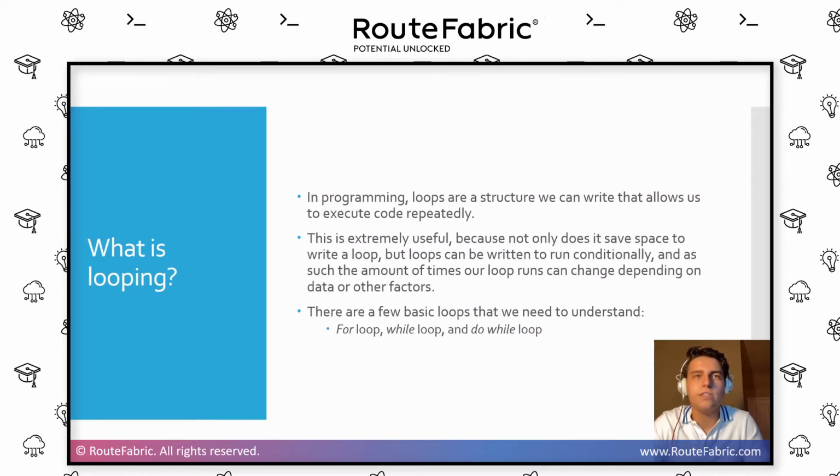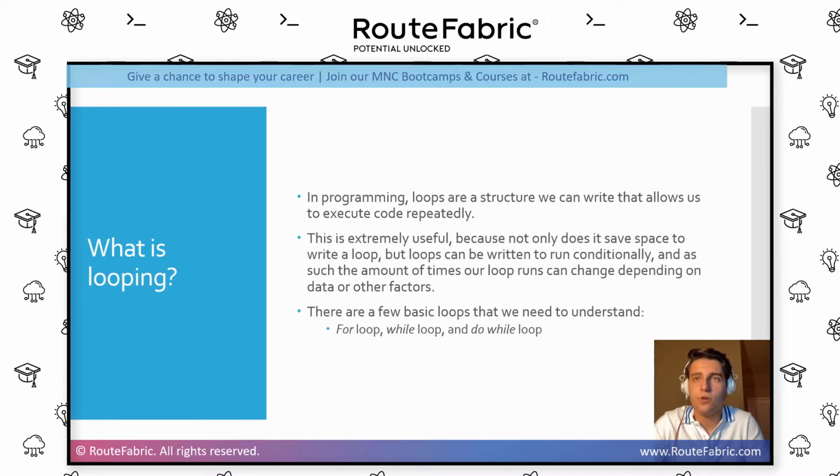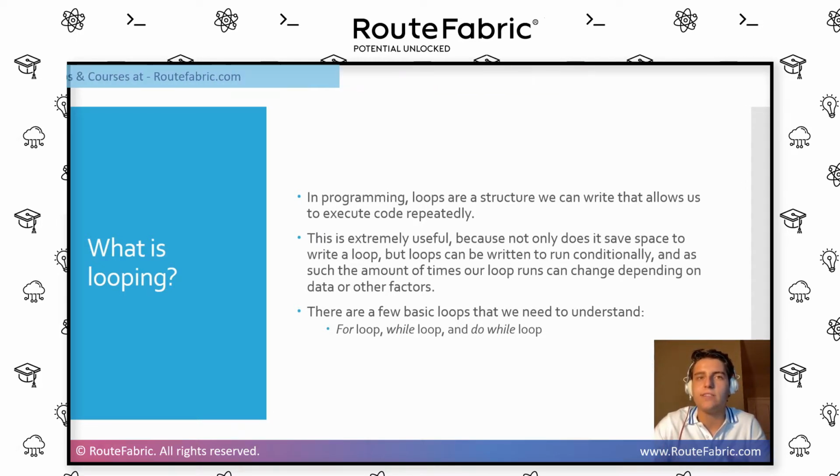Alright, so what is looping? In programming, loops are a structure we can write that allows us to execute code repeatedly. This is extremely useful and essential to programming because not only does it allow us to save space, we don't have to copy and paste the same code over and over, but loops can also be written to run conditionally. As such, the number of times our loops run changes depending on data and other factors. So we can have a loop run for as long as there are still items left in the list, or we can have a loop run while some condition is still not met, that kind of thing.